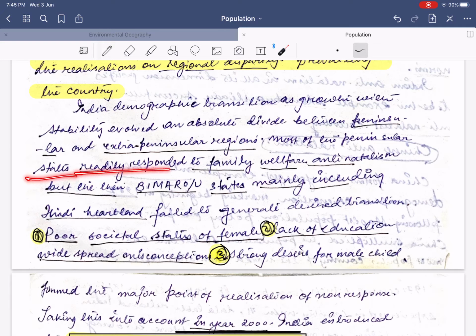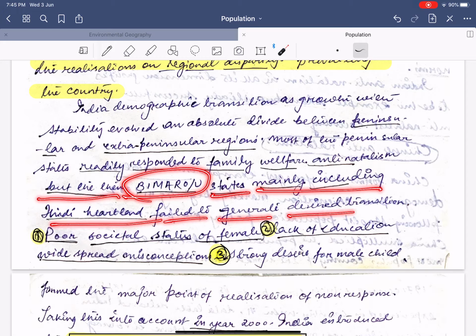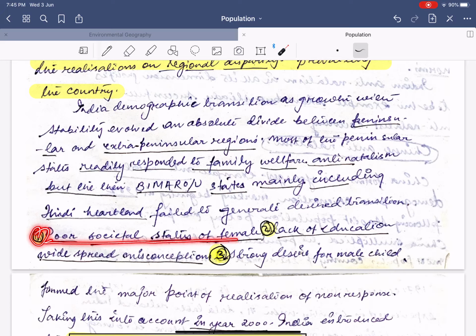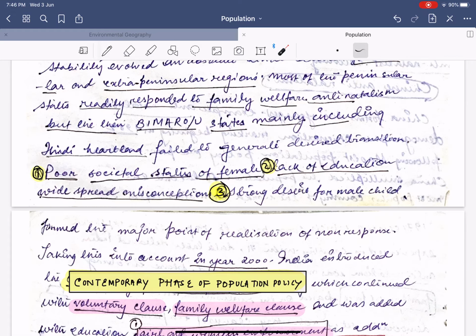Most of the peninsular states readily responded to the family welfare antinatalism, as we had explained in the diagram. But the Bimaru states, mainly including the Hindi heartland, failed to generate the desired transition. Because why? Number one was the poor societal status of the female. This is number one. Number two, lack of education and widespread misconception. Third, strong desire for the male child because of the dominance of a patriarchal society over there. And this formed the major reason for the non response.